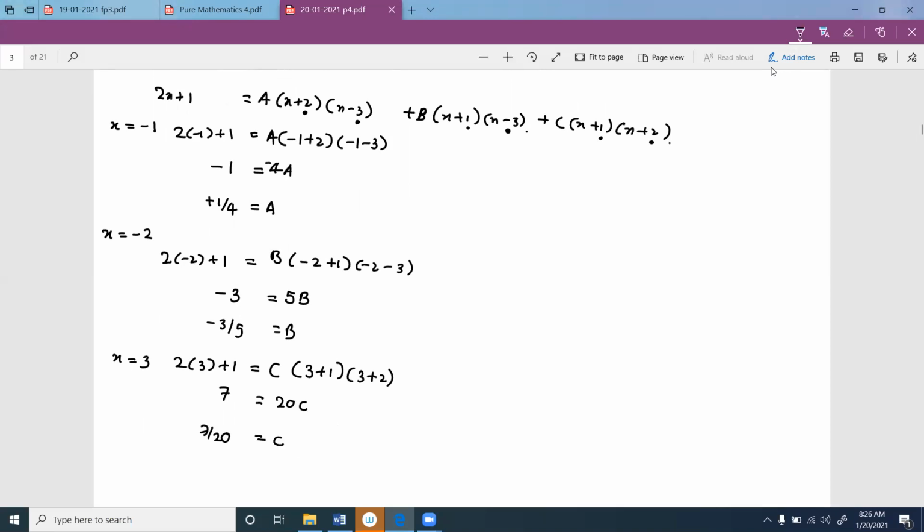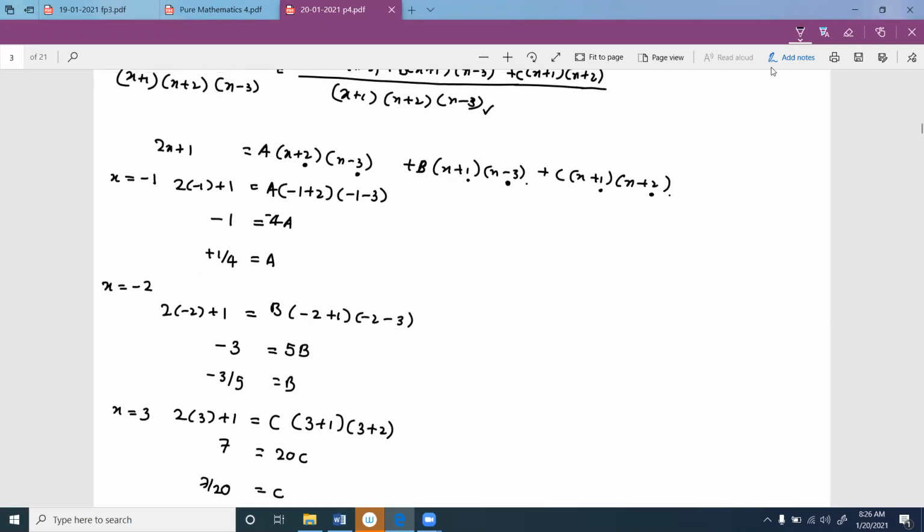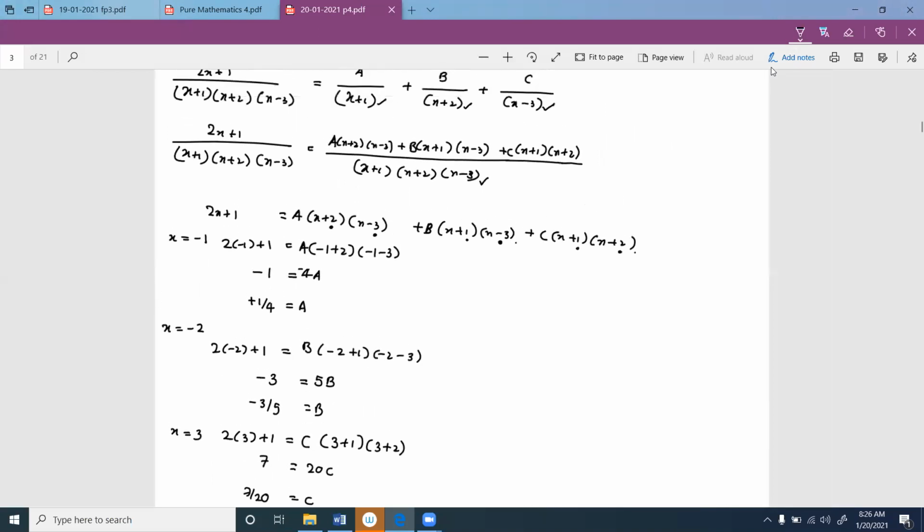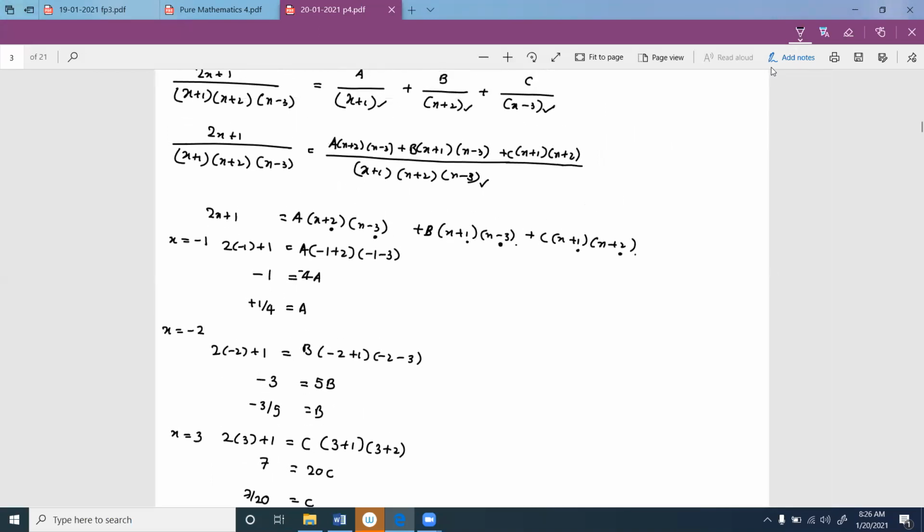Then you can write with these fractions. I'll just make it a little bit smaller, then it's easier to see. A is 1 over 4, so you can write 1 over 4 times (x plus 1). B is minus 3 over 5 times (x plus 2). C is 7 over 20 times (x minus 3). This would be the final answer for this question.